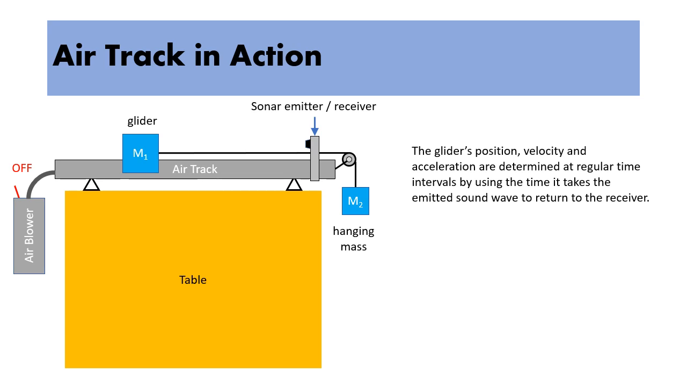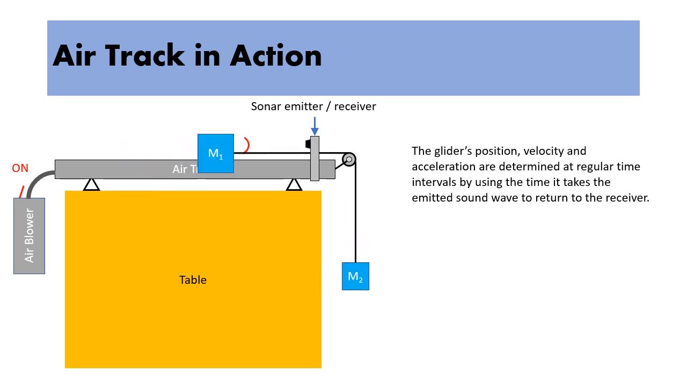Switching on the air blower, we see the glider and the hanging mass begin to accelerate. The emitted sound waves are shown reflected by the glider. Reaching the end of the air track, the glider makes contact with a spring that sends the glider back in the opposite direction, pulling the hanging mass up with it. Under ideal circumstances, the glider returns to its initial starting point after every rebound.